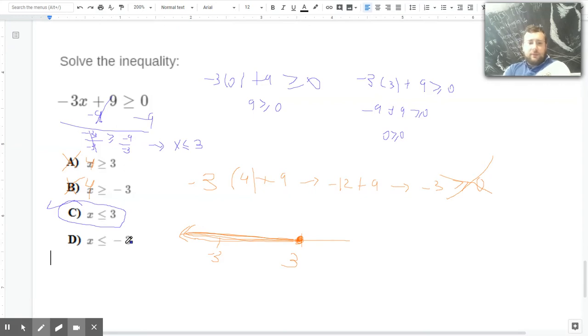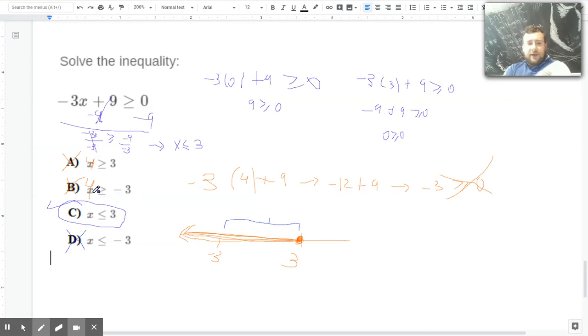However, the problem with that is that this ignores this entire section here of values that also do work. What about 0? What about negative 1? All of those values should work. So this is not a complete solution, and that's why that's wrong, right?